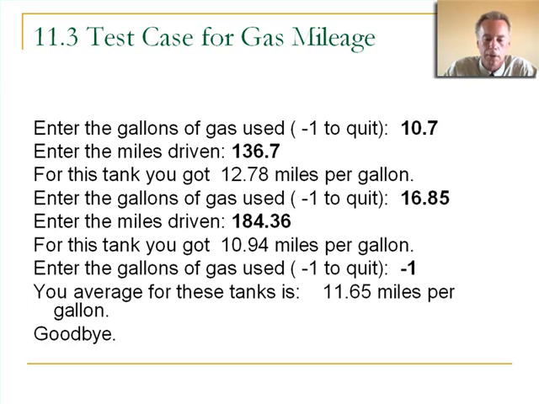When the user has entered all their data, they'll put -1, the loop will exit, and we will calculate the average miles per gallon for all of the tanks of gas. And I did the calculation for this test data, so we can use this as our test case and aim at getting 11.65 as the answer to the gas mileage question. Let's go and develop that one now.